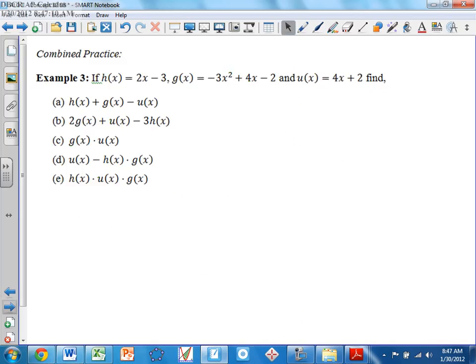So, for this example, you're given 3 functions in the instructions. You are asked to combine them in some form or another. Here, quickly, I'm just going to talk. I'm not going to do them. First, it's telling you to add these 3 functions together, but have a negative on the u. So add them all together, but switch the signs of u. Remember, add the opposite. The next one says double all of the things in G, add u to that, and then subtract triple all of the h's, and so forth.